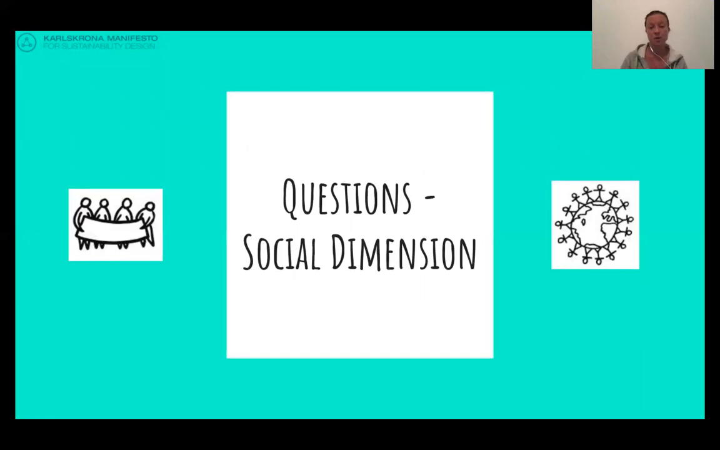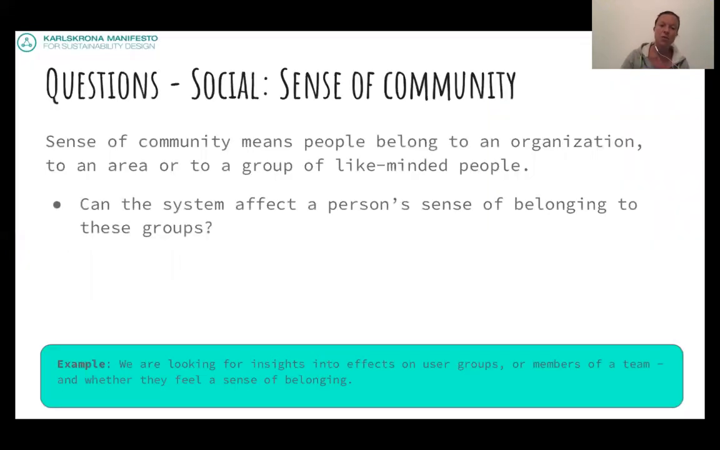Let's dive right into the questions. For the social dimension, we are starting with a sense of community. So a sense of community means that people belong to an organization, to an area, or to a group of like-minded people. Would you say that the system under consideration can affect a person's sense of belonging to these groups? For example, we're looking for insights here into effects on user groups or members of a team and whether they feel a sense of belonging.